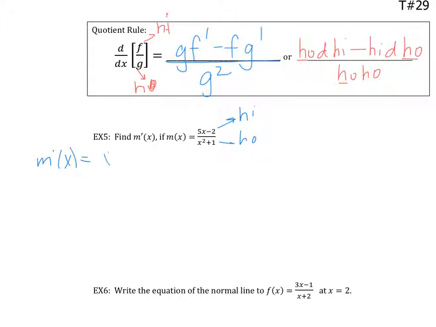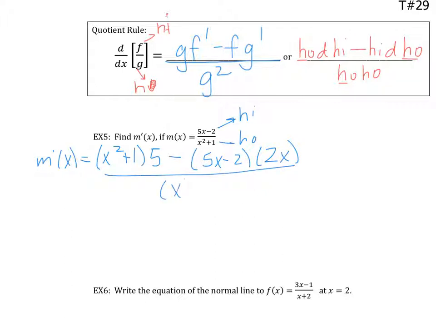Ho, x squared plus 1. D high times the derivative of the high, so that would be a 5, minus high, 5x minus 2, d ho, derivative of the bottom, is 2x, all over ho ho. The good news is they usually don't multiply out that denominator. I mean, you can, but I don't. They'll accept it if you don't, or you can look at your answer choices, but I'm not going to multiply it out. And so the last thing I have to do is just clean up that numerator.